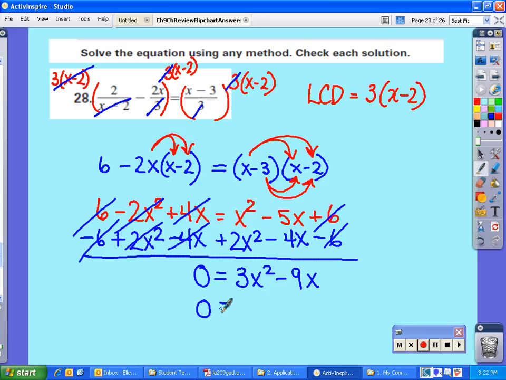Let's take out a common factor of 3x, and we're left with x minus 3. If we set each one of those factors equal to 0, 3x equals 0 gives us x equals 0, and x minus 3 equals 0 gives us x equals positive 3. Now don't forget to go back up to the top to see if either of those make any of the fractions undefined. We seem to be fine with both 0 and 3, so that would be our final answer.